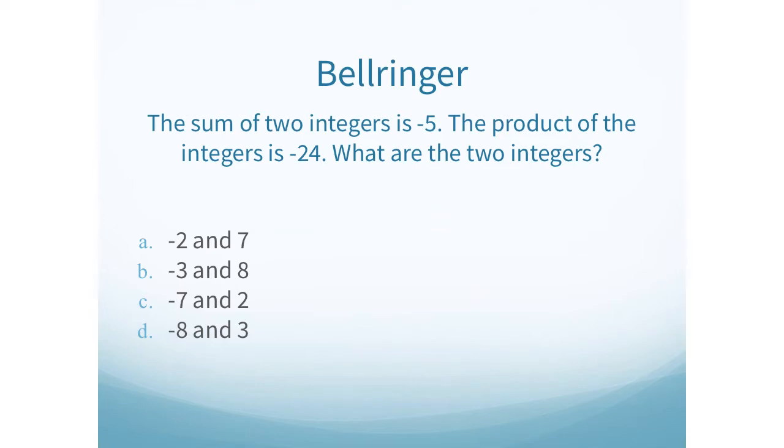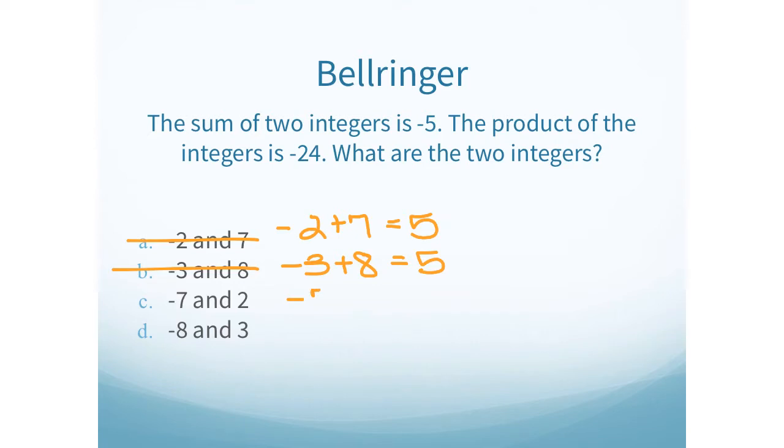So let's look at the first set. -2 and 7. If I take -2 and add 7, I get a +5. A is not a choice. B, -3 added to 8 is +5. That is not my choice. I'm still looking for that -5.